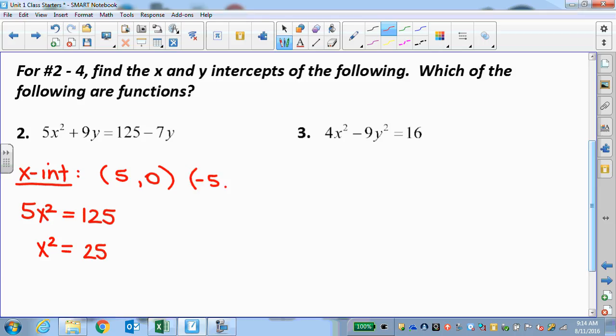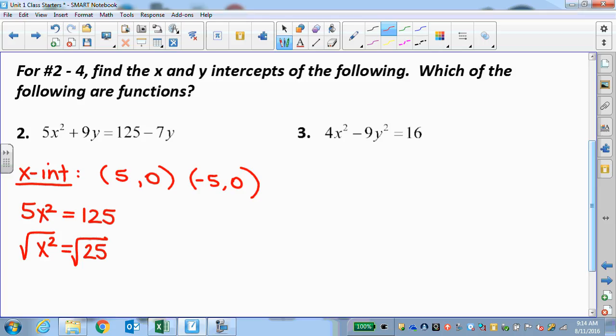And remember, when you solve this, it's like taking the square root, and when we take the square root of both sides of an equation, we've got to put the plus or minus with it. Because if I took -5 and squared it, I'd get positive 25 as well. So we have to include both of those answers. So we have two x-intercepts here, (5, 0) and (-5, 0).